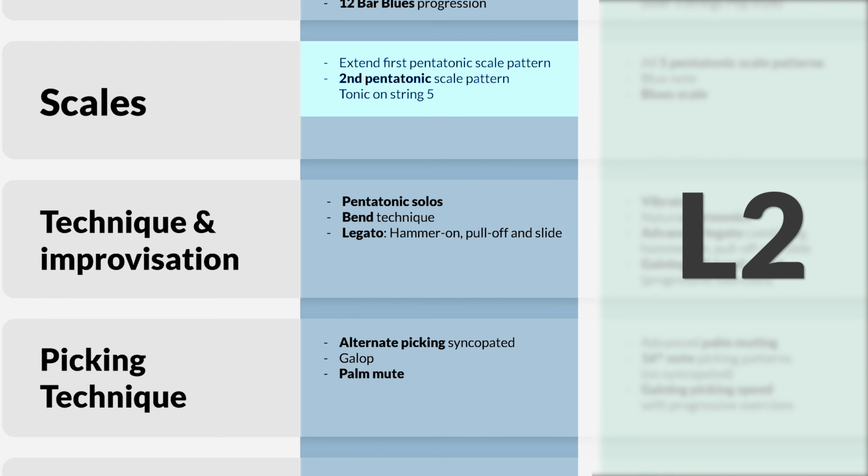Learning the second pentatonic scale pattern will increase your possibilities for easy soloing with new techniques like the hammer-on, the pull-off, the slide and even bending. Well, it starts to sound a lot better. Alternate picking exercises are now syncopated, and you'll learn the famous gallop rhythm and you'll add palm muting.